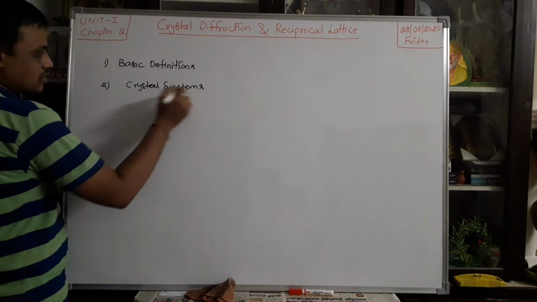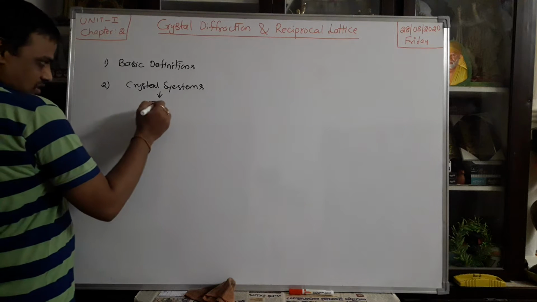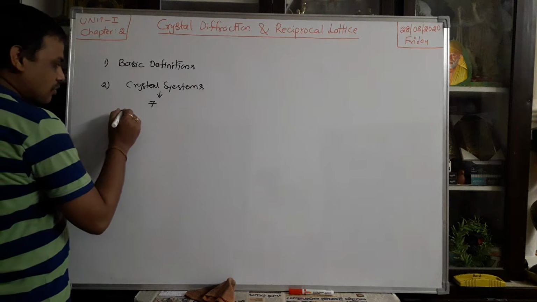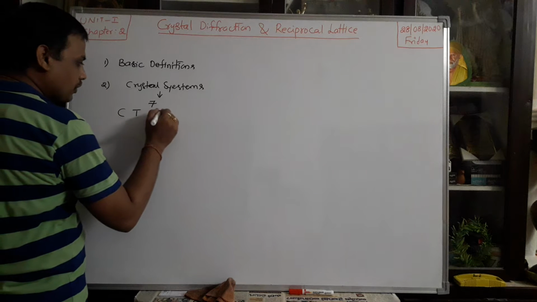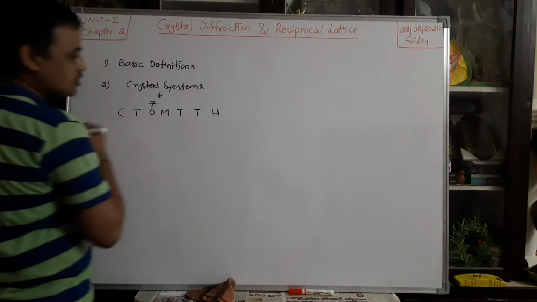crystal systems. How many systems are there? Total 7 systems are there. The names of these 7 systems are easily remembered by using the statement: Tom is a teacher, he teaches Hindi. Based on this, we can remember them.